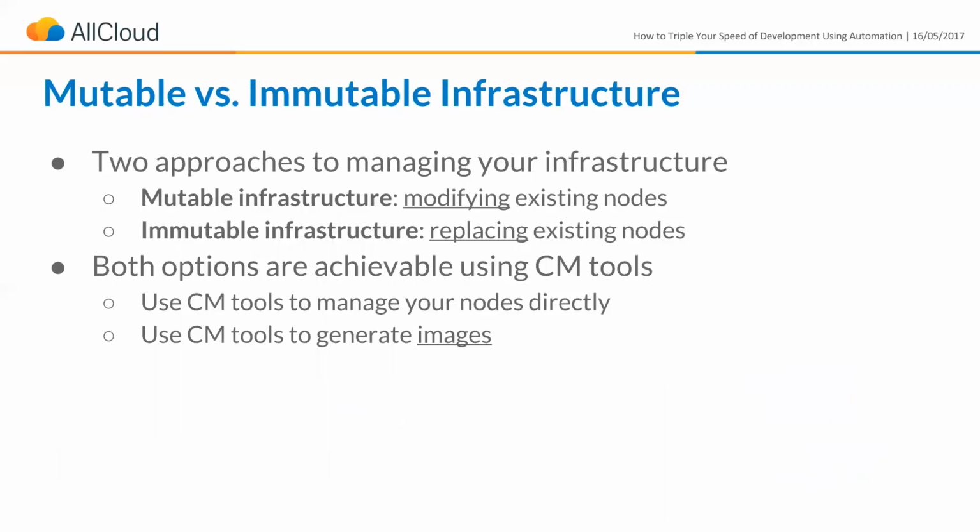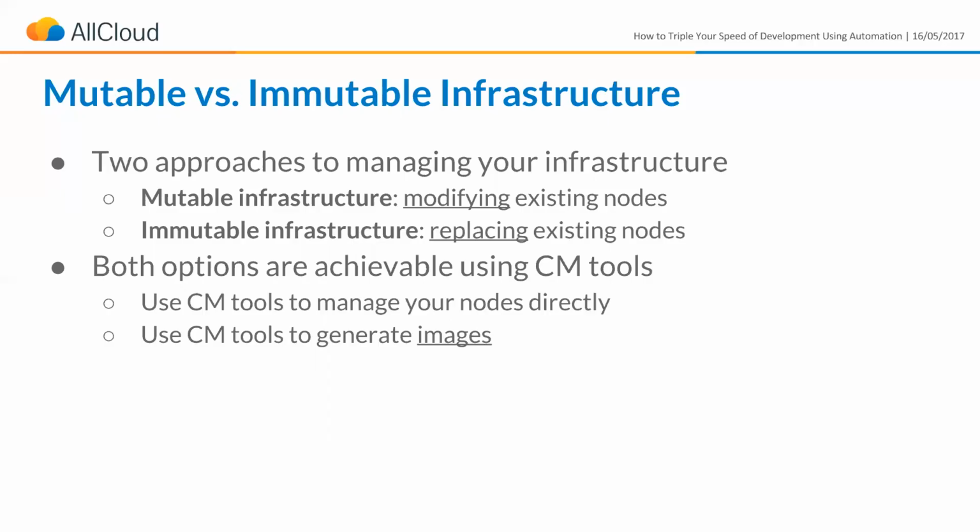Now, there is this notion of mutable versus immutable infrastructure. There are 2 approaches to managing your infrastructure, and I want to mention them here because it is important to be aware of them. Mutable infrastructure is when you modify your existing nodes. Now, the node could be a server, it could be a container, it doesn't really matter. Immutable infrastructure means you don't touch existing stuff, you only delete old stuff and create new stuff. So you're basically replacing your nodes rather than modifying them.